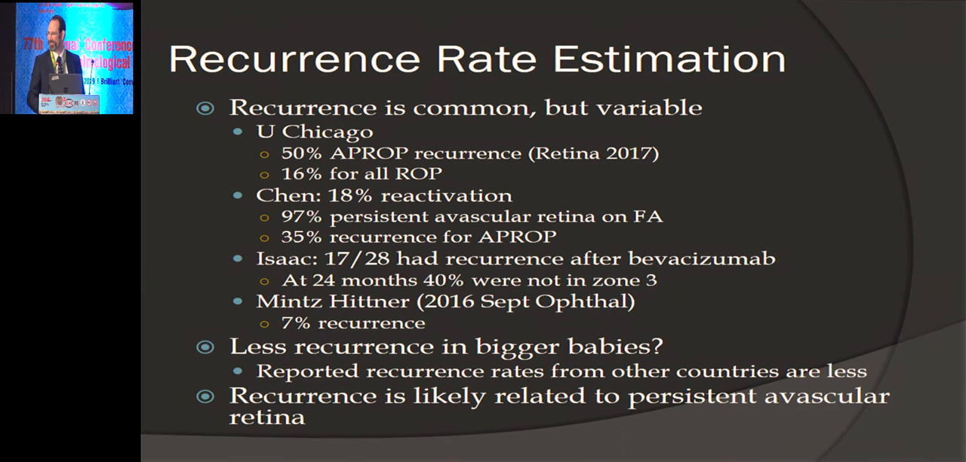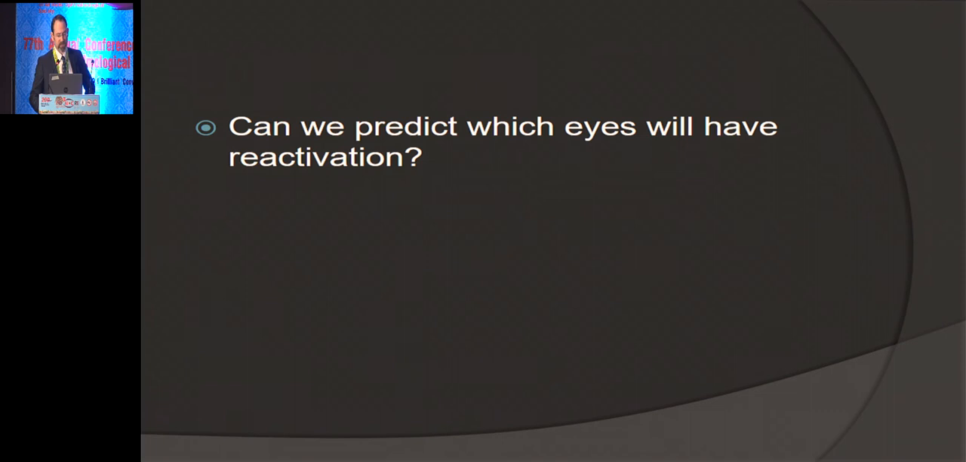In our series at University of Chicago, we found that 50% of APROP eyes recurred, whereas only 16% overall. These are fairly consistent with other studies that show recurrence, although the rates are very variable. Likely recurrence may be less in bigger babies. There are fewer reports of recurrence from other countries, and reasons for that are not clear. But it's likely related to the persistent avascular retina, which produces VEGF, and ultimately the retinal neovascularization.